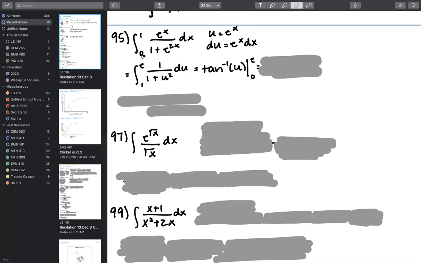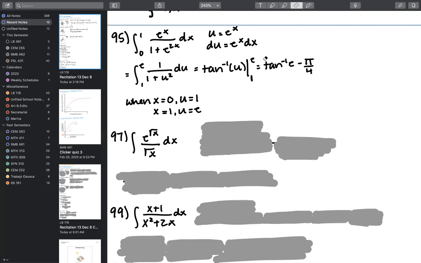So when x was equal to 0, what would u be equal to? U is equal to 1, because e to the 0th, anything to the 0th is equal to 1. So now the upper bound, if x is equal to 1, what is u equal to? U is equal to e. So now we're evaluating this over the interval 1 to e. And plugging in those values, we get tangent inverse of e minus pi over 4.